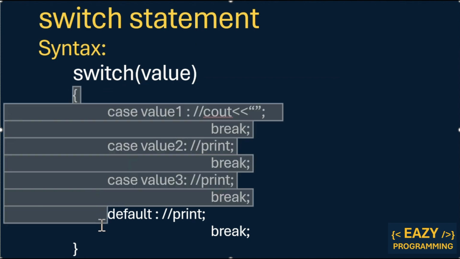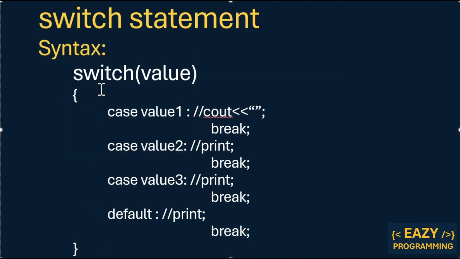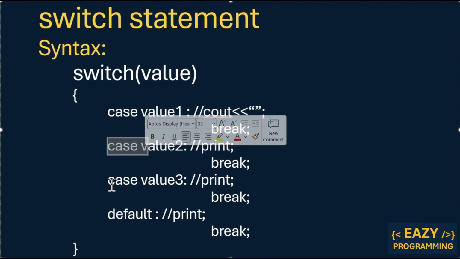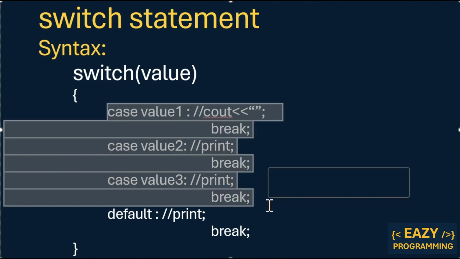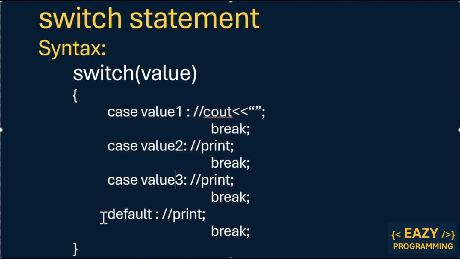Then inside the switch we start a block, and inside that we have different cases: case 1, case 2, case 3, as many cases as we want we can include. And if all the cases are false, if nothing is true, we have a default. That is, if nothing is true, then it should go and print whatever is mentioned in the default.